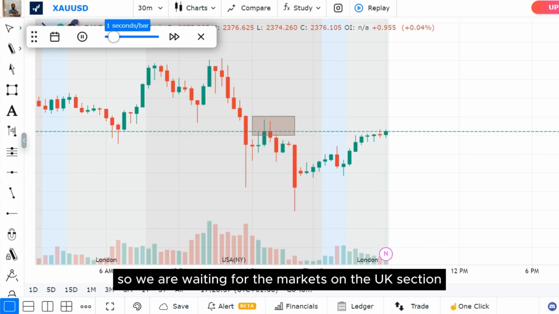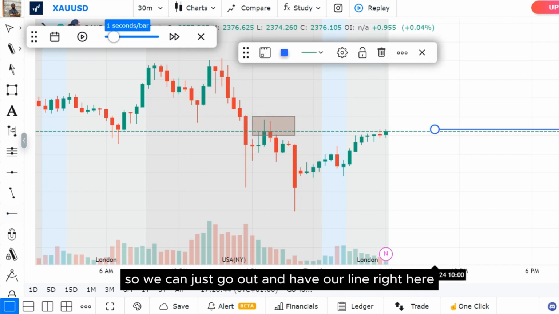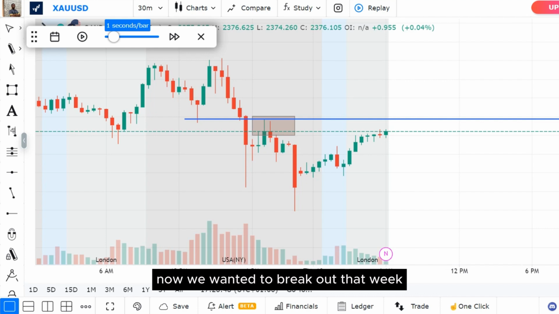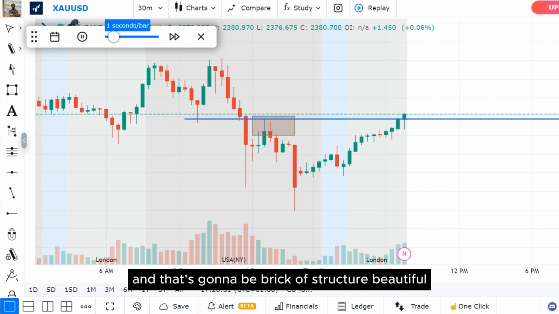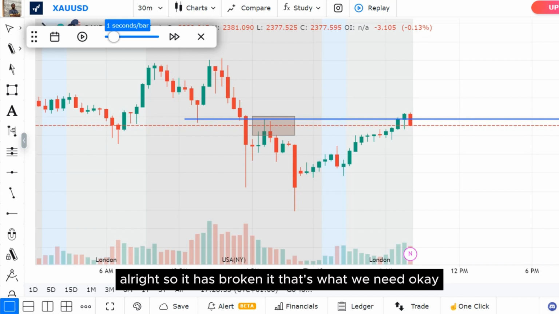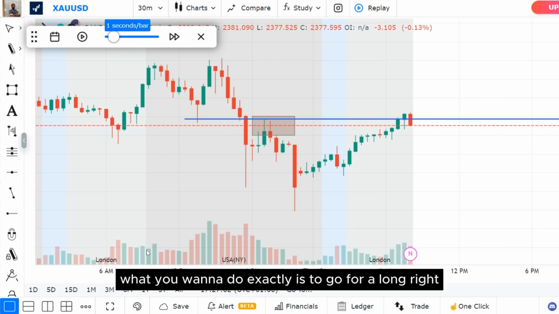Okay, so we are waiting for the markets on the UK section to break this line. So we can just go ahead and have our line right here. So this is the wick. Now we want it to break out that wick, and that's gonna be a break of structure. Beautiful. All right, so it has broken it. That's what we need, okay? It has broken it, and that's what we need. So for it to break it, you don't have to stress yourself. What you want to do exactly is to go for a long. All right, so you just go directly for a long.